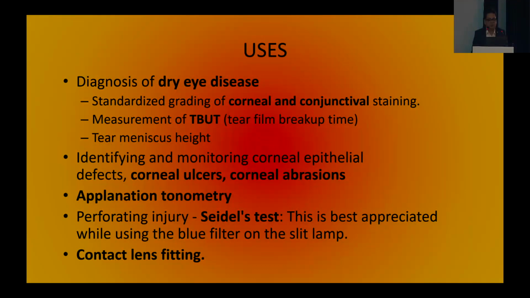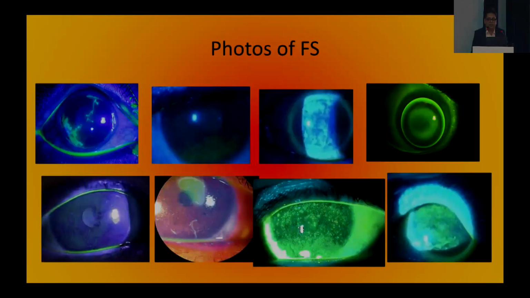So what are the uses? The diagnostic uses are TBUT, standard grading of corneal and conjunctival staining, tear meniscus height, and whenever we suspect an epithelial defect, corneal ulcer or abrasion, we can use it. We also use it for applanation tonometry, the Seidel test when we suspect a perforation, and for contact lens fitting. These are some of the clinical uses in practice.